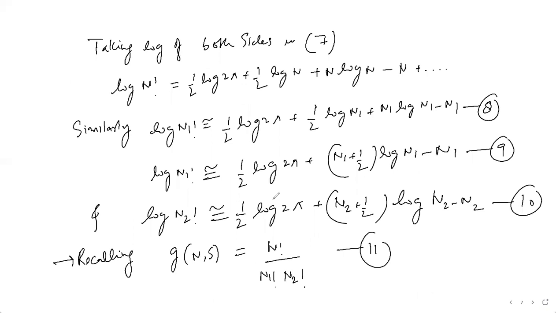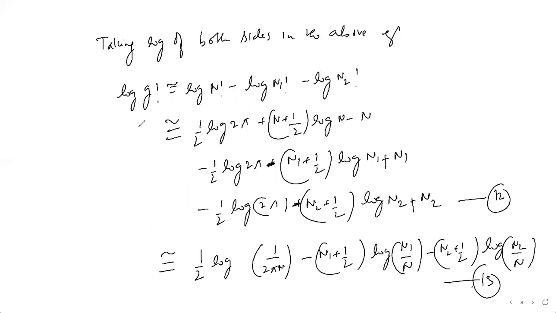Once you take the log, you will get this expression: 1 by 2 log 2 pi, 1 by 2 log N, plus the term for the total number of particles. Let's say N1 is the number of spins up; similarly you can write log N1 and log N2, and now you plug these things into the g expression. Once you do that, you will see that log g turns out to be given by equation 13, right? So log g turns out to be a sum of terms involving N, N1, N2 and half log N1 N2, this sort of scenario.